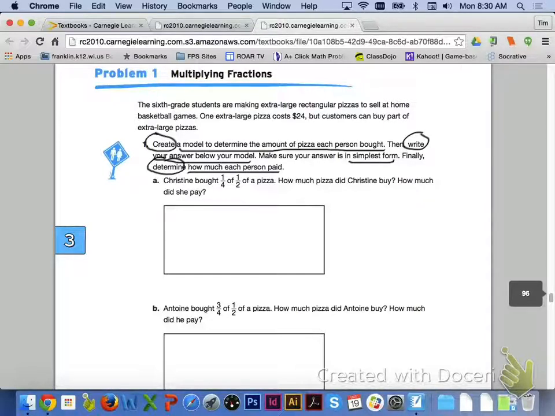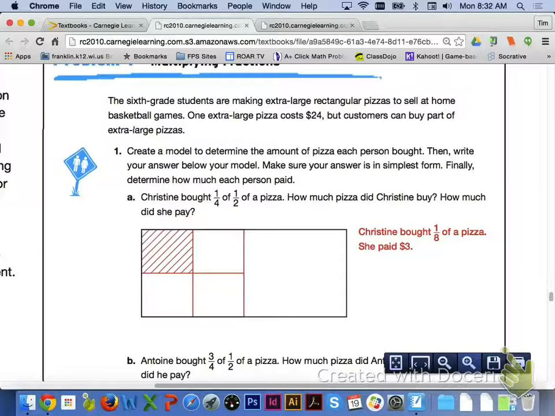We're going to do letter A together, and then I will have you do letters B through F after that with your group members. If we look at letter A together, Christine bought 1/4 of 1/2 of a pizza. How much pizza did Christine buy, and how much did she pay?